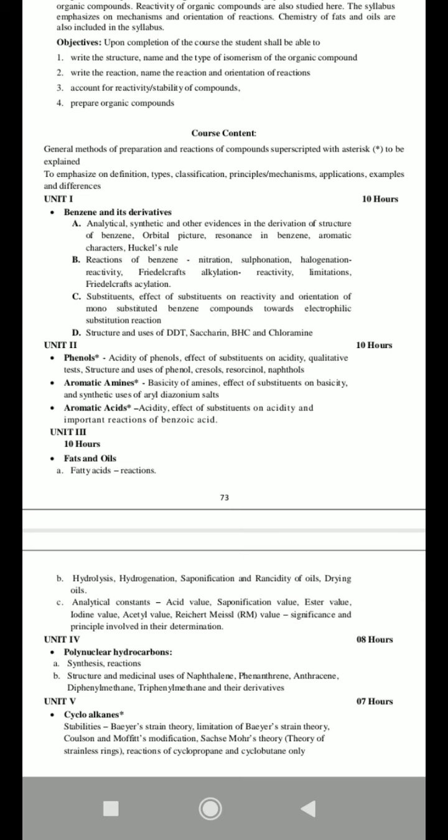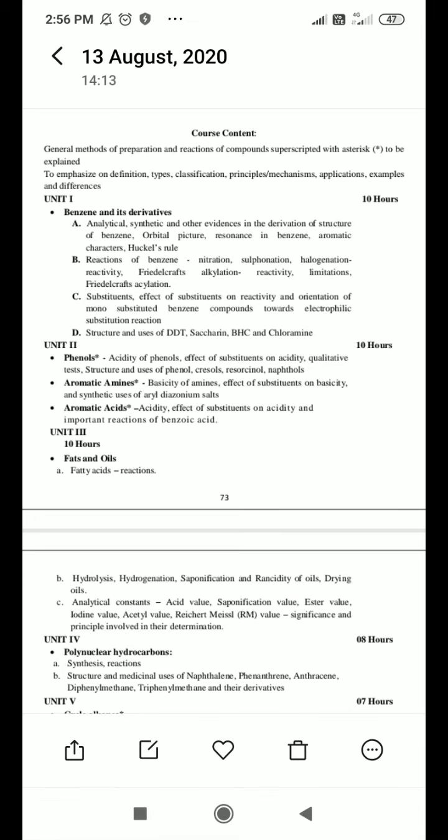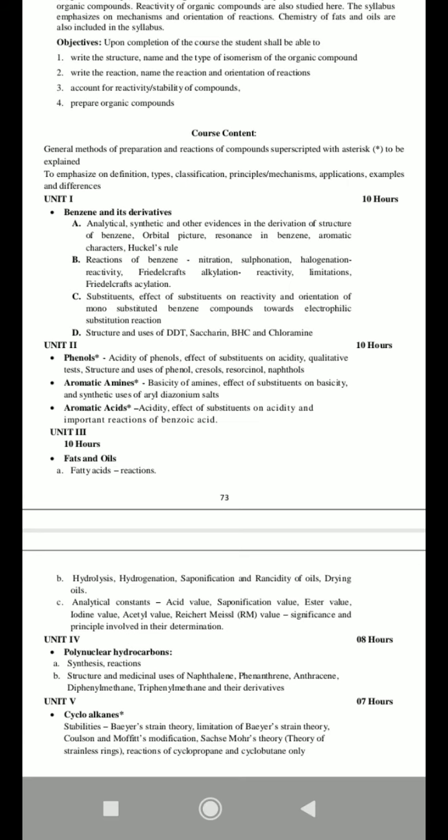Basicity of amines means why an aromatic amine or any amine is basic in nature. What is responsible for that? Then the effect of substituent on basicity: if any group is attached to that structure, what will be its effect on basicity? It will be studied in detail afterwards. Then also synthesis and uses of aryl diazonium salts: how to synthesize that aryl diazonium salt and what are its different uses.